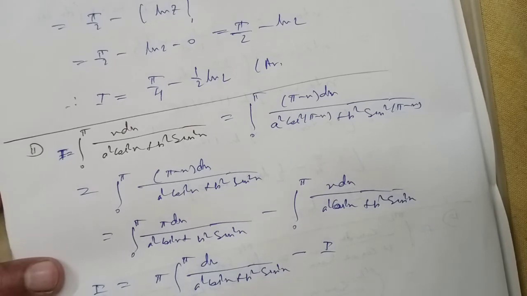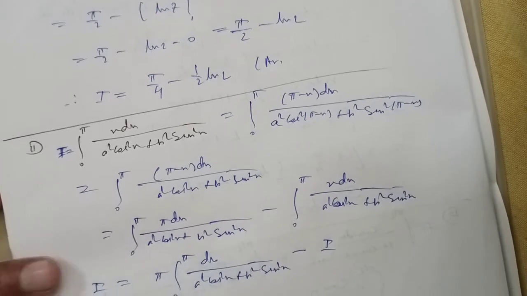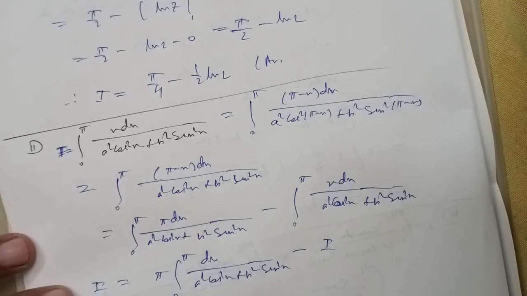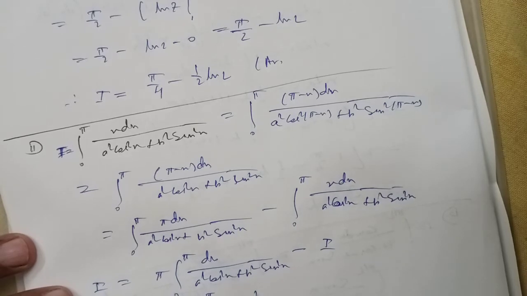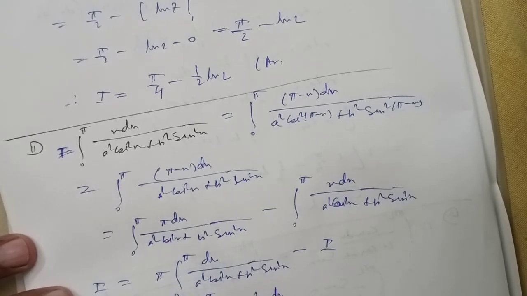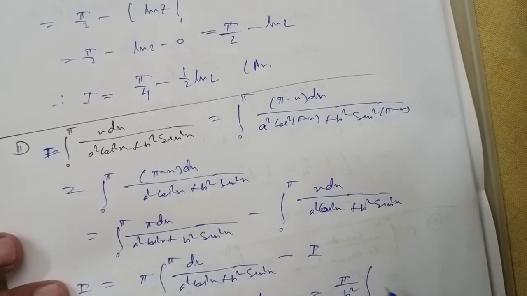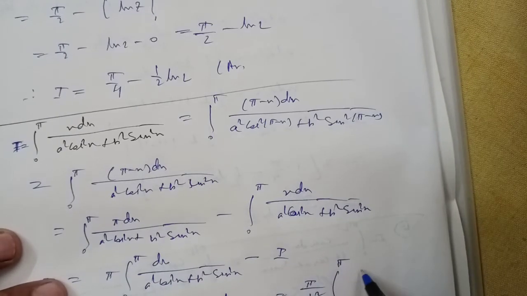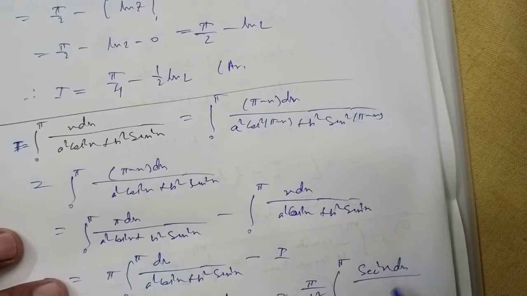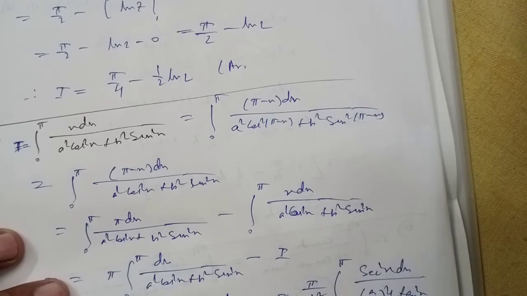So take this I on the left hand side, you get 2I equals to pi integration 0 to pi, multiply both numerator and denominator by sec square x. So you get sec square x dx, here it is a square plus b square tan square x. Okay, take this b square common, so you get pi by b square integration 0 to pi sec square x dx. This is (a by b) whole square plus tan square x.